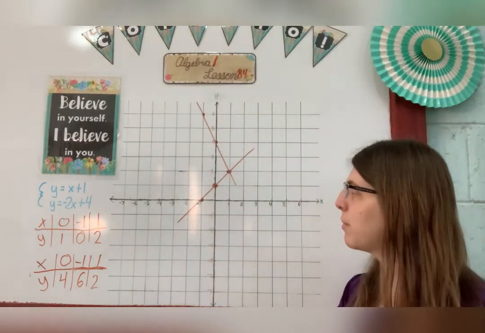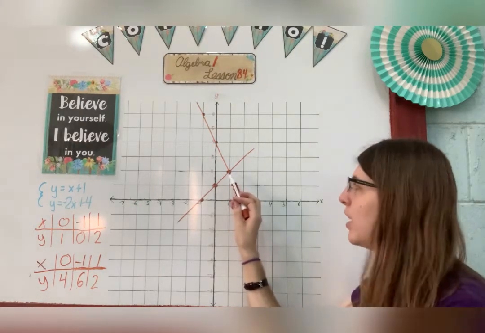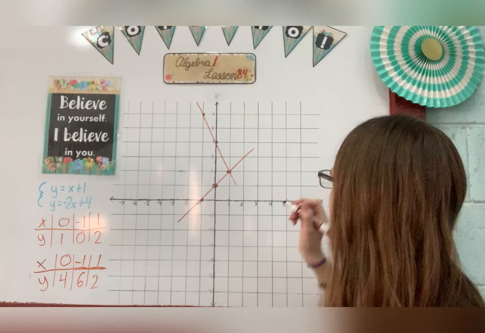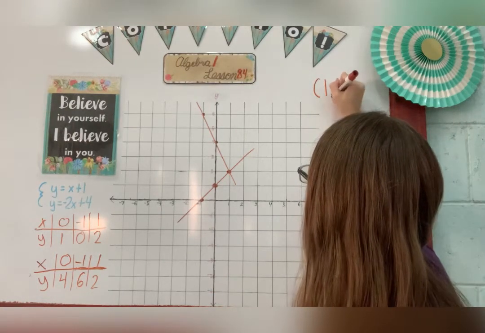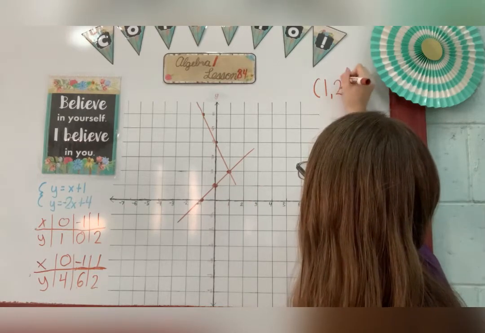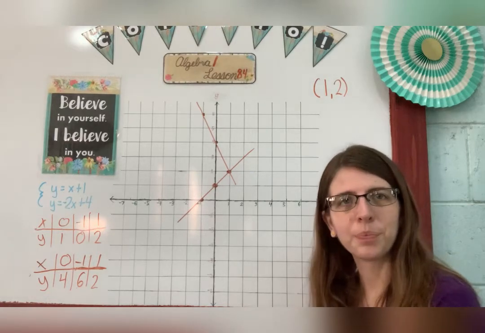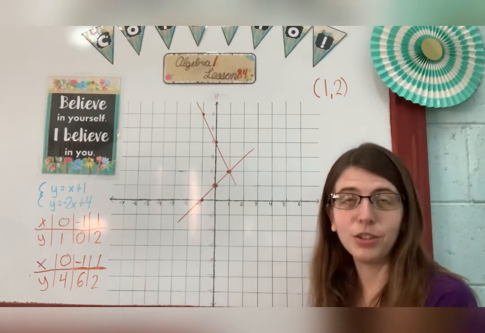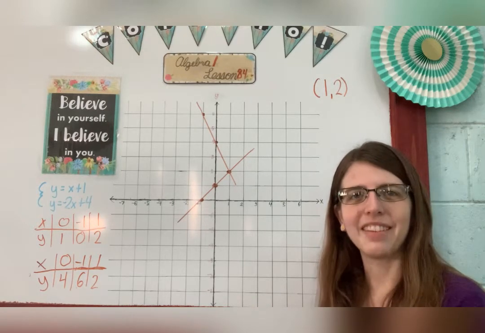So I can see where they intersect. That's right here at this point. So this point is 1 over, write that up here, 1 over, so x is 1, and 2 up, so y is 2. So the solution of my equation is (1, 2). Okay, super easy, right? Yeah, it is.